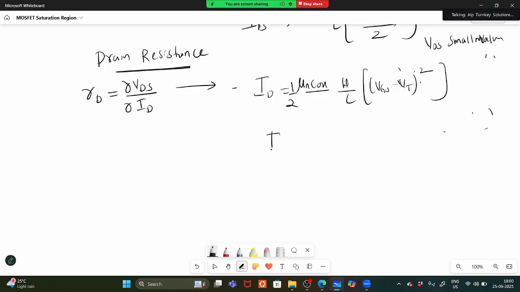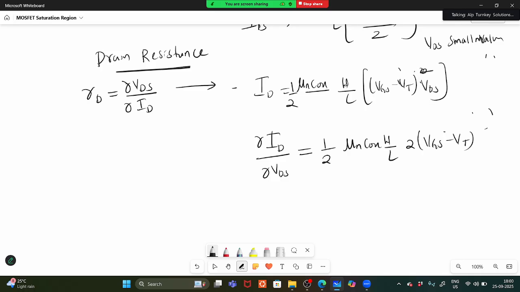So dou Id by dou Vds I am taking. Dou Id by dou Vds equals what? 1 by 2 mu n Cox W by L 2 into (Vgs minus Vt). Oh, no, sorry, into Vds, the linear region only I need to take. The differentiation of Vds is 1. So here Rd equals what?